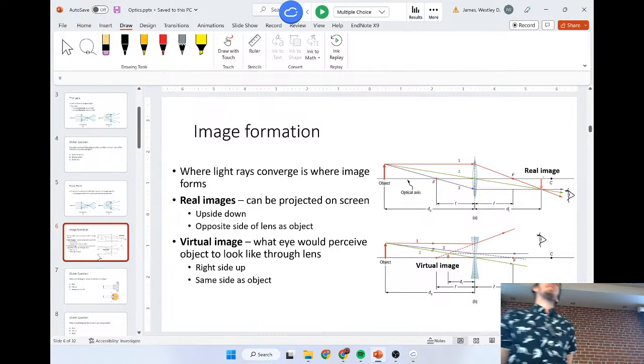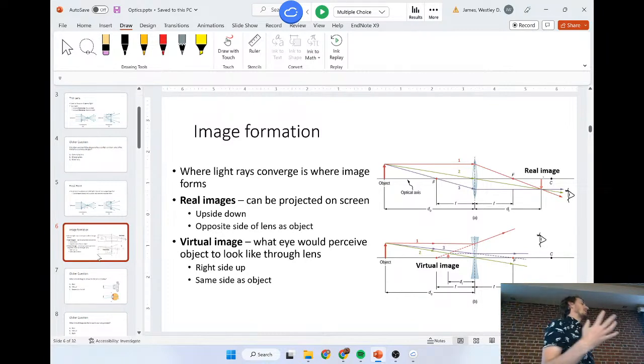Again, why would you want to do that? There's all sorts of reasons. In this case, it made it smaller, but it's upright. But you can take something big and make it kind of look smaller, and we'll explore some of these things. But lenses are used in conjunction with each other. Tons of uses. Cameras is obvious.